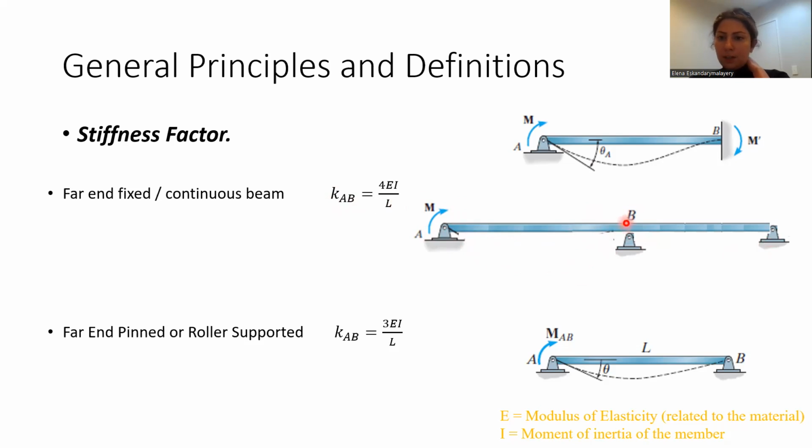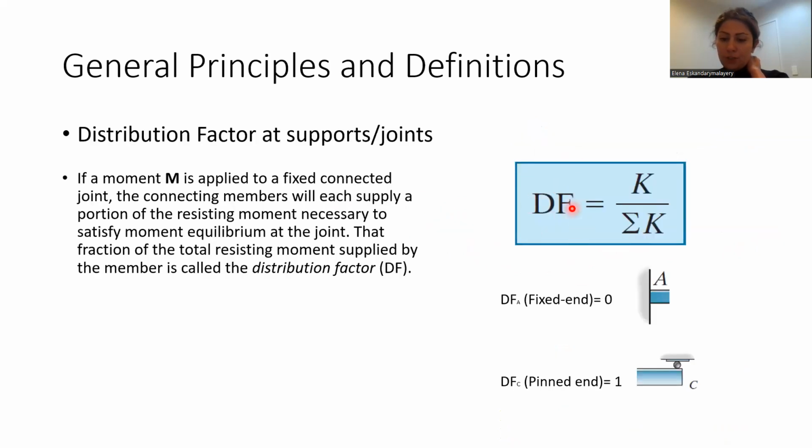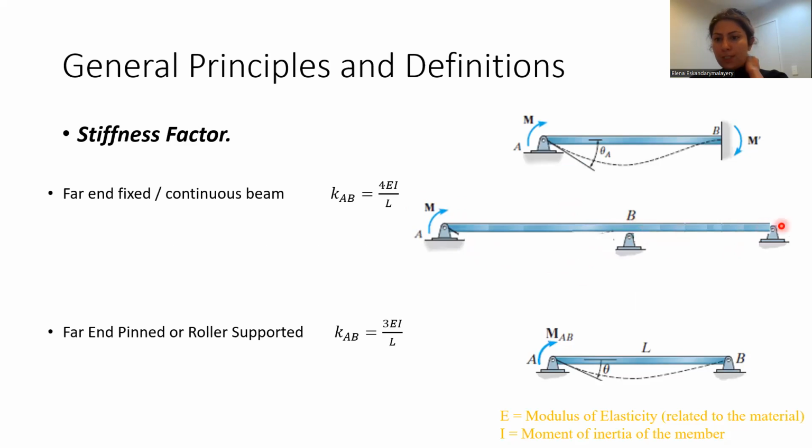And similarly, DF, which is the distribution factor for BC, equals KBC divided by KBC plus KBA. And when you add them, the factors must sum to 1, because we want to see how stiff these two members are at this joint. And we distribute the bending moment depending on that stiffness.